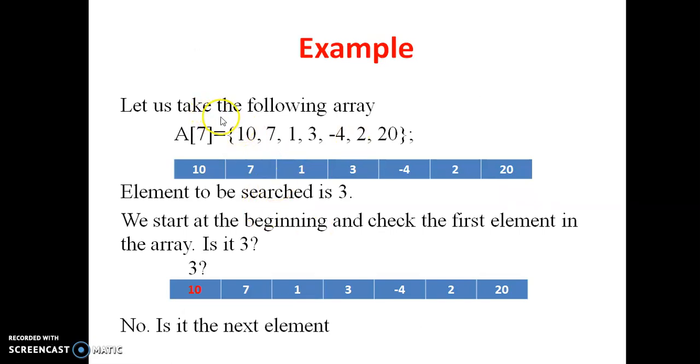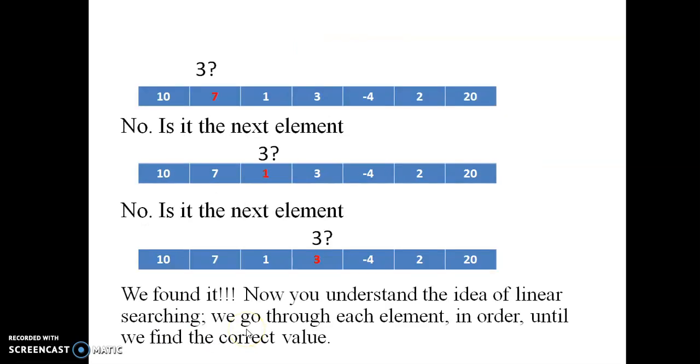Let us take the following array A of 7 elements stored in that array. The element to be searched, that is the key element, is 3. Now we are going to find out whether 3 is present in this list or not. Let us see how this linear search procedure is implemented. We start at the beginning and check the first element in the array. So 3 has to be compared with the first element. Is 3 equal to 10? Is our searching element 10? No. So now we have to move to the next element.